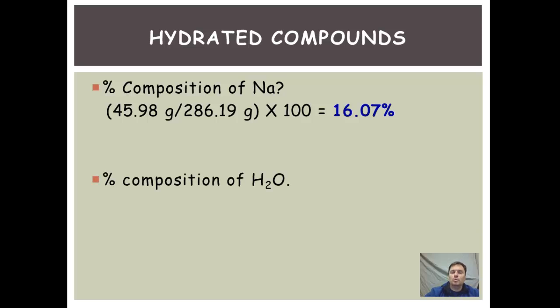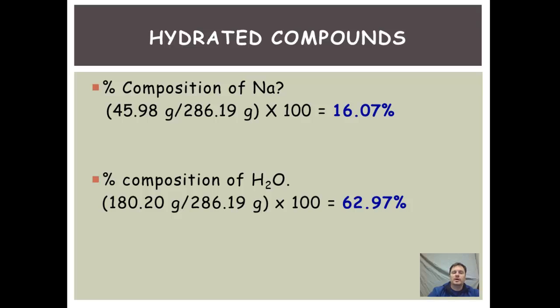Especially when I ask you what's the percent water. So rather than having to go back and re-separate our oxygens, we can just do it this way. 180.20 divided by 286.19. Where did I get this 180.20? The hydrogen plus that bottom oxygen. And so 62.97% of this compound is water, so most of it is water weight.